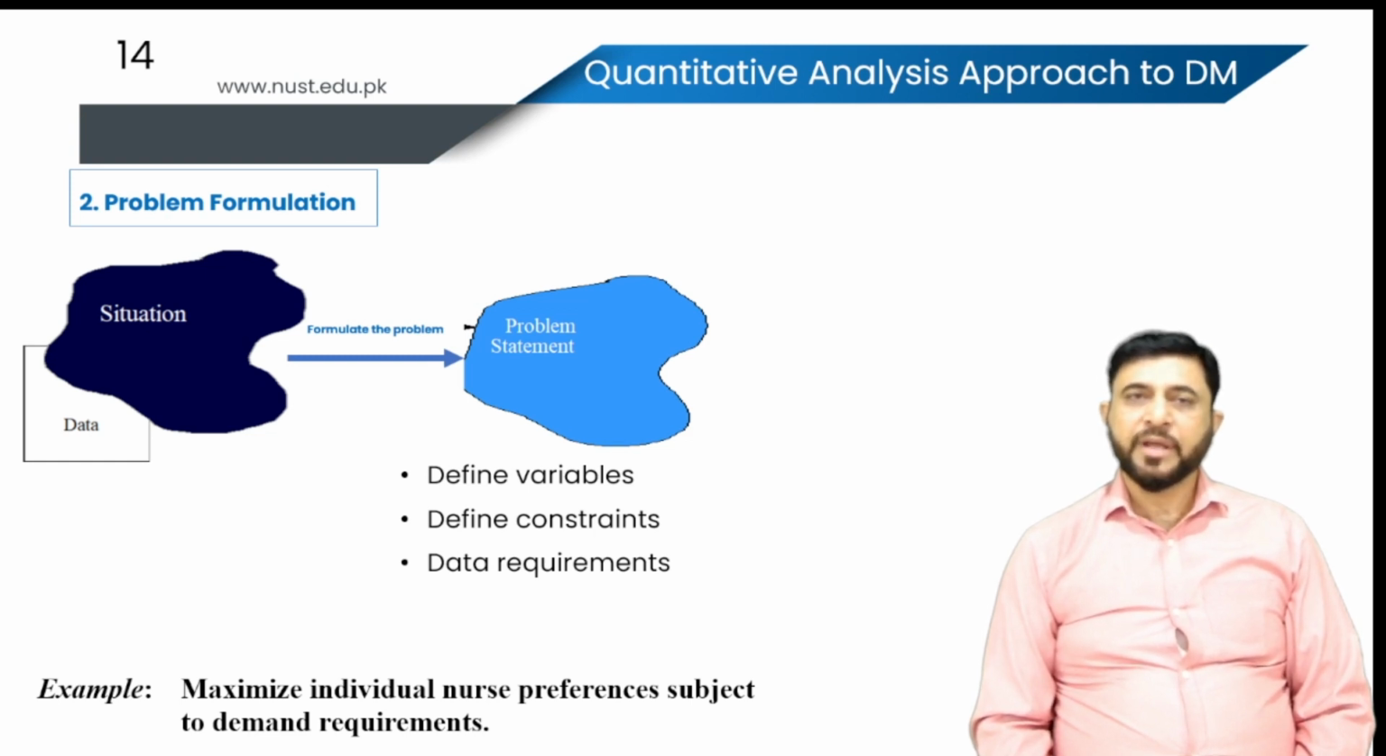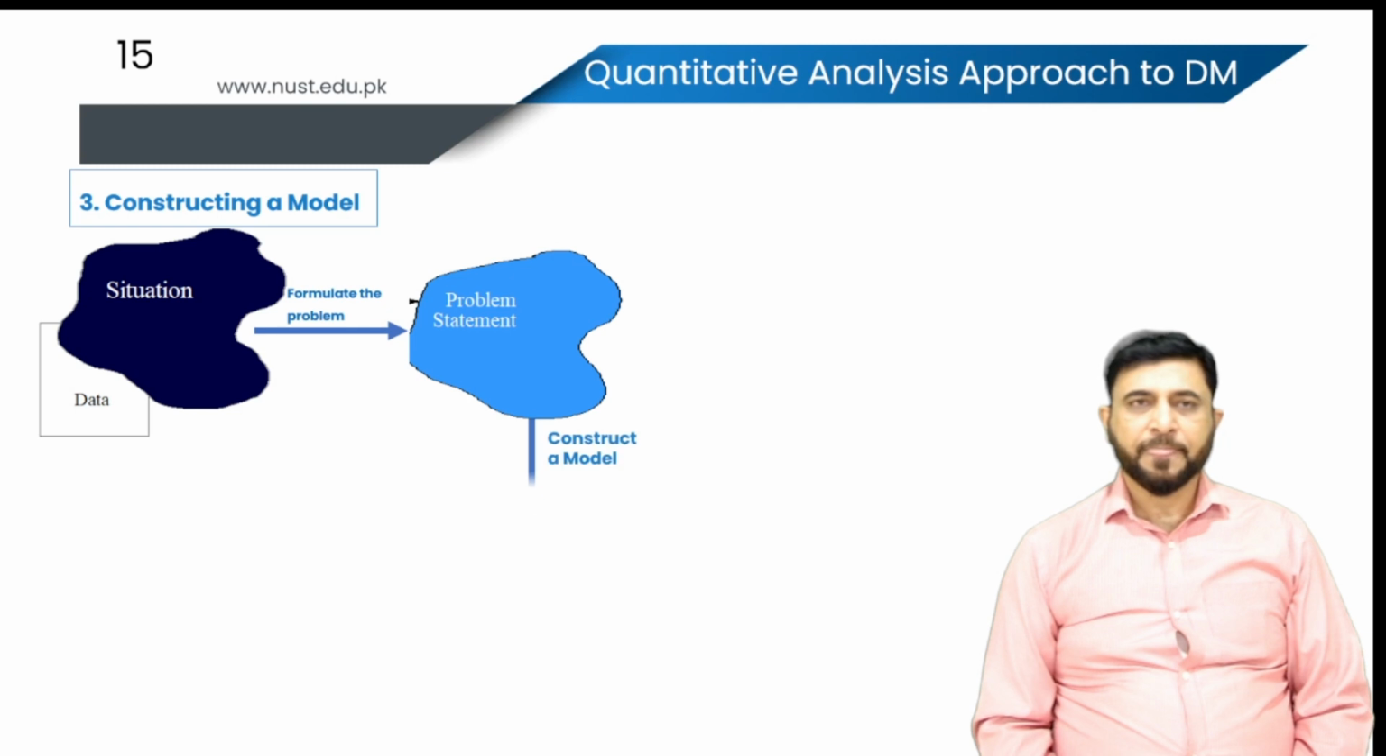Here we have to define variables. What are all our variables for the situation? We have to define the constraints, that is, demand requirements, and finally we have to find out data requirements. What all data is needed? So we have to make the problem statement like this.